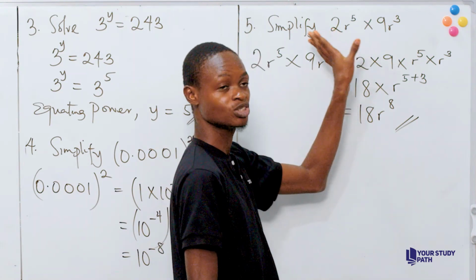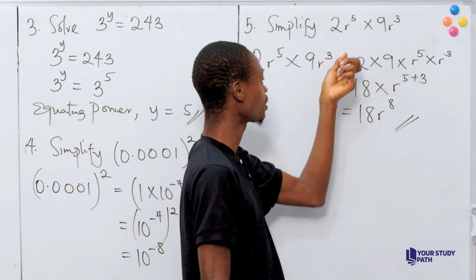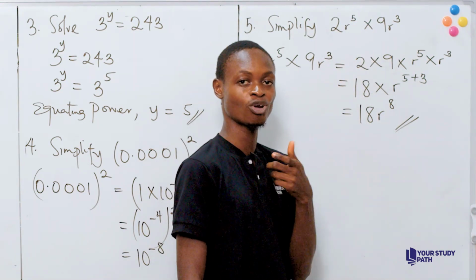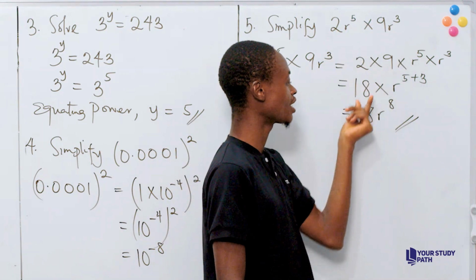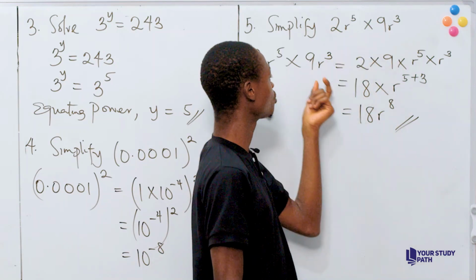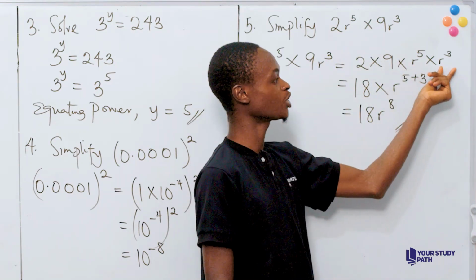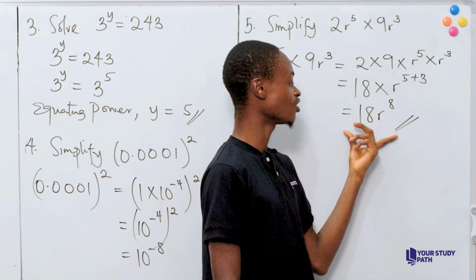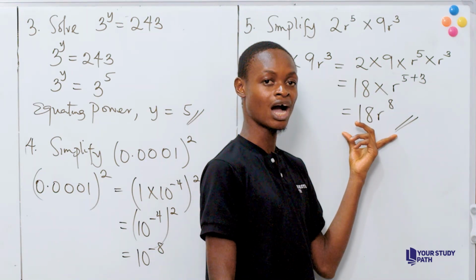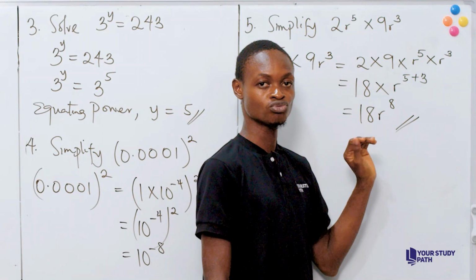So for this question, it's pretty straightforward. All you have to do is apply your multiplication operation on those values. For the number side, multiply them, you get 18. For the variable side, multiply them, r raised to the power 5 times r raised to the power 3, you get r raised to the power 8. Multiply them together, and then your result will be 18 r raised to the power 8 in simple terms.